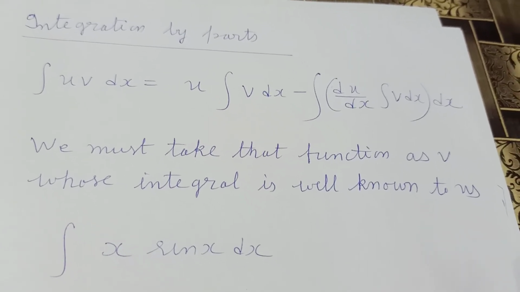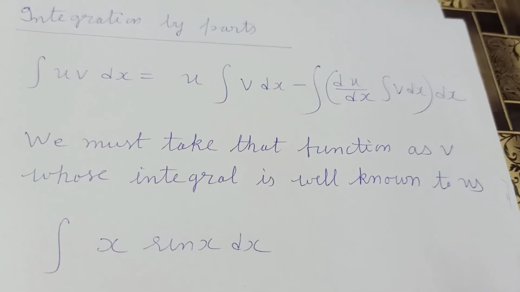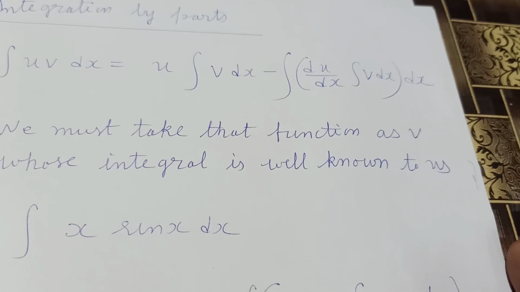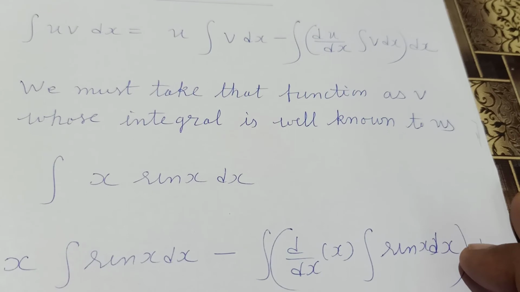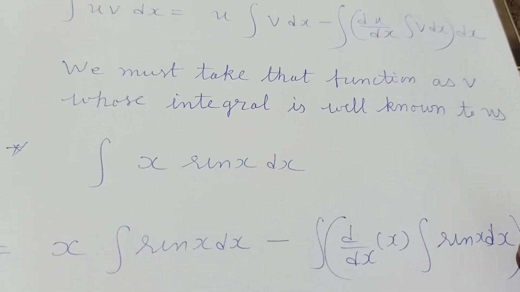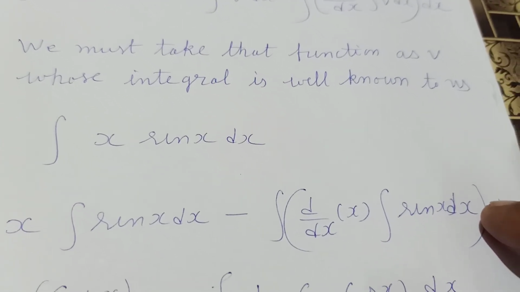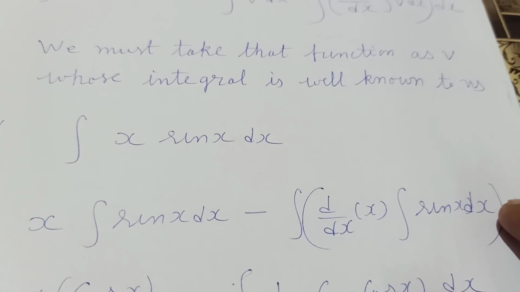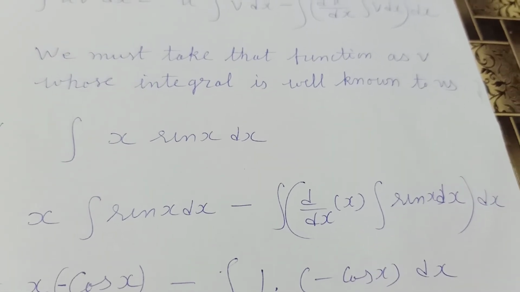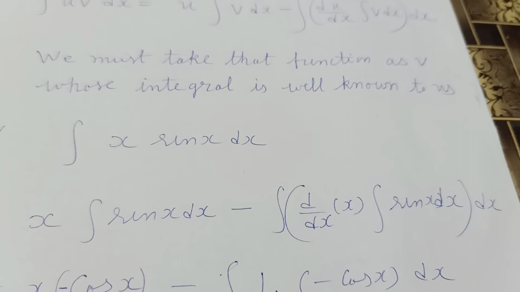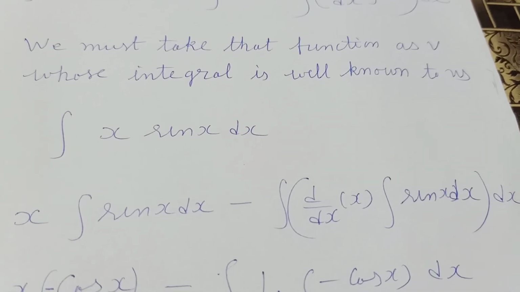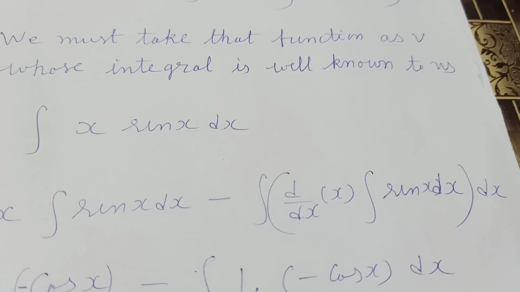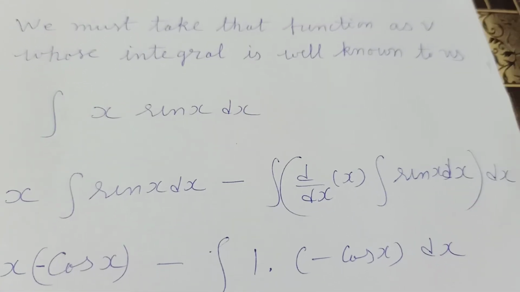You must remember that we must take that function as v whose integral is well known to us. Now if we take an example, the integration of x sin x. Here we are taking x as u, because its derivative will only be 1, therefore it will vanish. Hence we should take u as x and sin x as v.